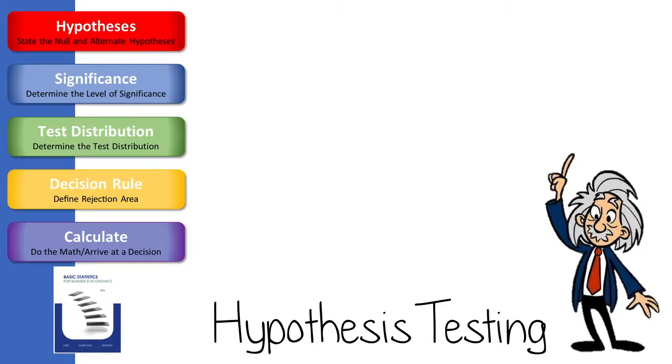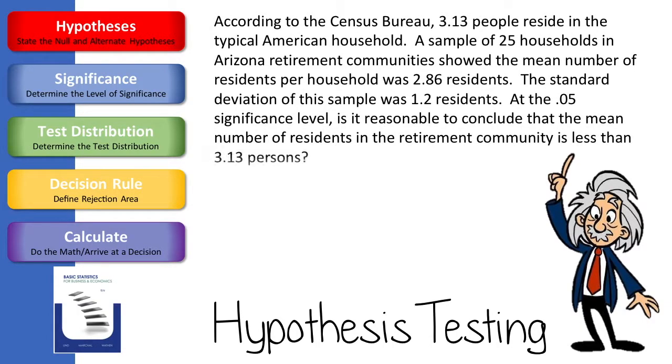According to the Census Bureau, 3.13 people reside in the typical American household. A sample of 25 households in an Arizona retirement community showed the mean number of residents per household was 2.86 residents. The standard deviation of the sample was 1.2 residents. At the 0.05 significance level, is it reasonable to conclude that the mean number of residents in the retirement community is less than 3.13 persons?